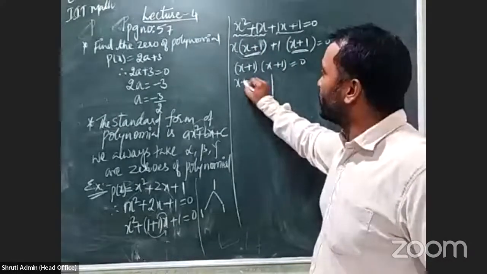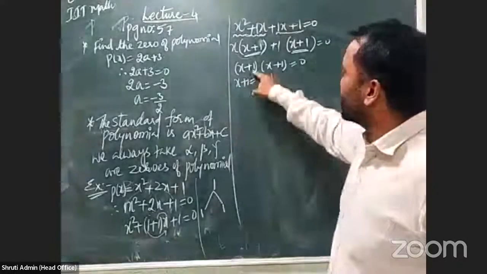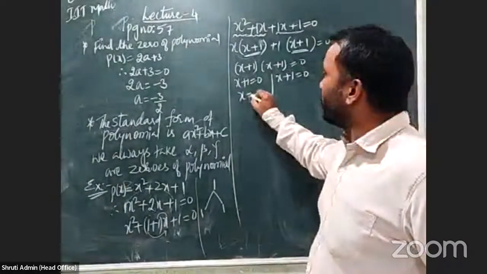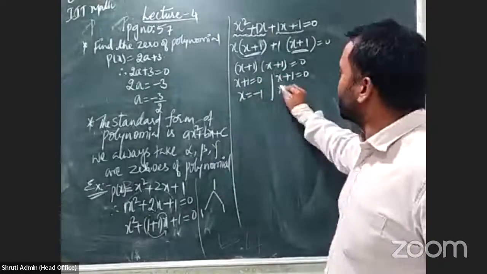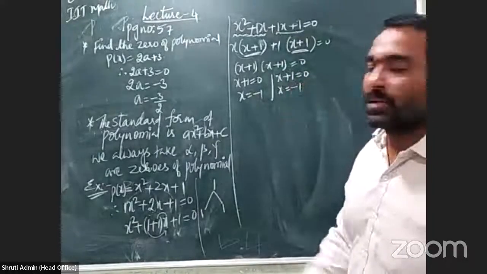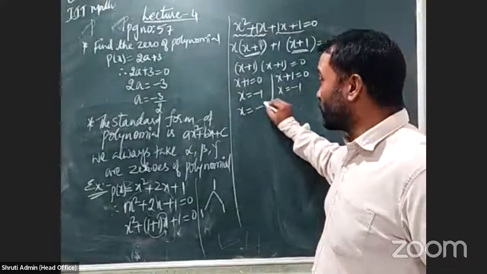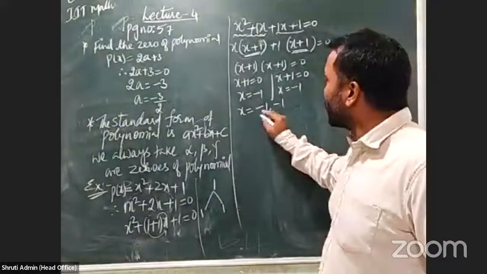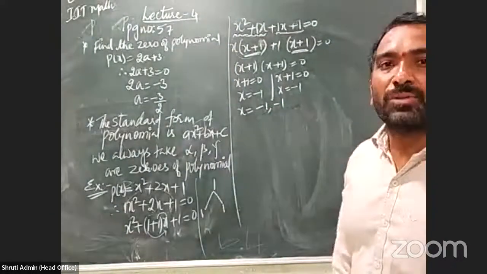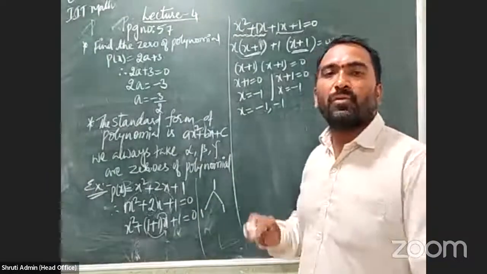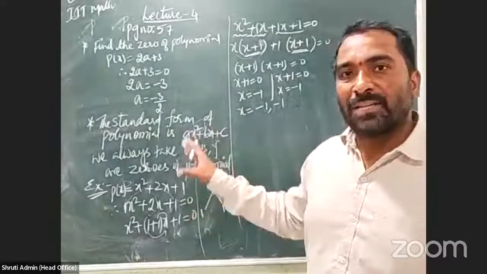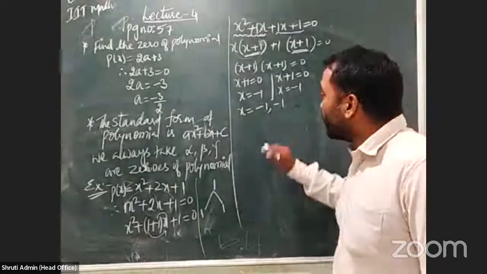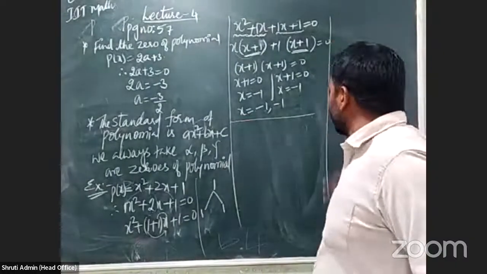So what are the possible zeros? This x plus 1 equal to 0, and again this x plus 1 equal to 0, which is x equal to minus 1, since plus 1 goes to the other side as minus 1. Therefore, what are the zeros? We can say factors, but here we call them zeros in terms of a polynomial. So minus 1 comma minus 1 are the zeros of the polynomial. This is one method to find the zeros of a given polynomial.